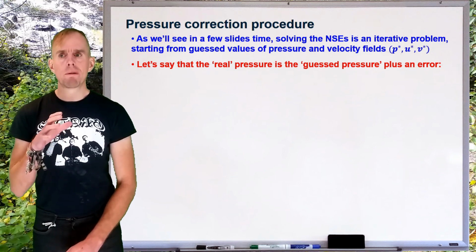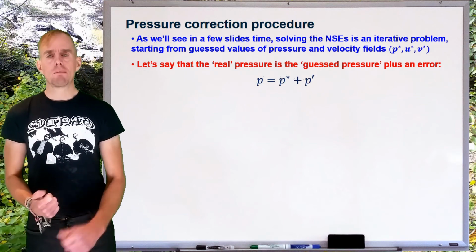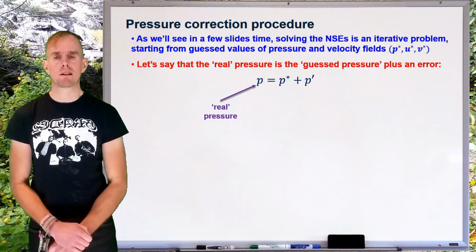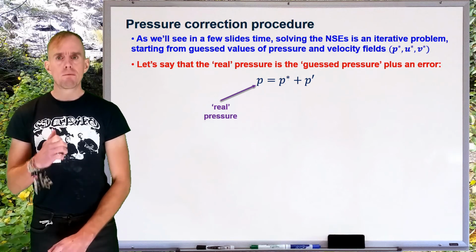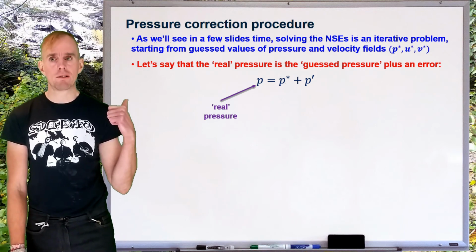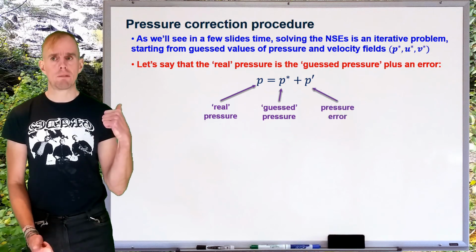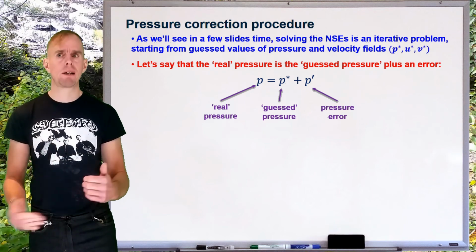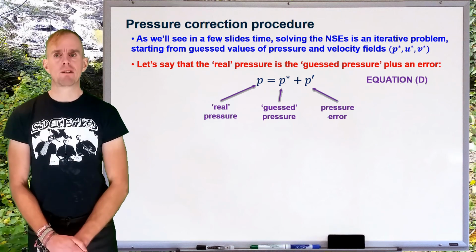Now we need to define what we mean by a guess, an error and a real parameter. So let's say what we're trying to achieve is the calculation of pressure. There we go, there's pressure, that's what I want to calculate, and I'm going to call that my real pressure. That's the parameter that's actually of interest. My real pressure is going to be equal to my guessed pressure, which in this case is designated P star, but also some sort of error that I don't know. And so any dashed quantity is going to be an undefined error. And so in this case, P equals P star plus P dashed. Now, I'm going to call this equation D. We'll come back to this later on.